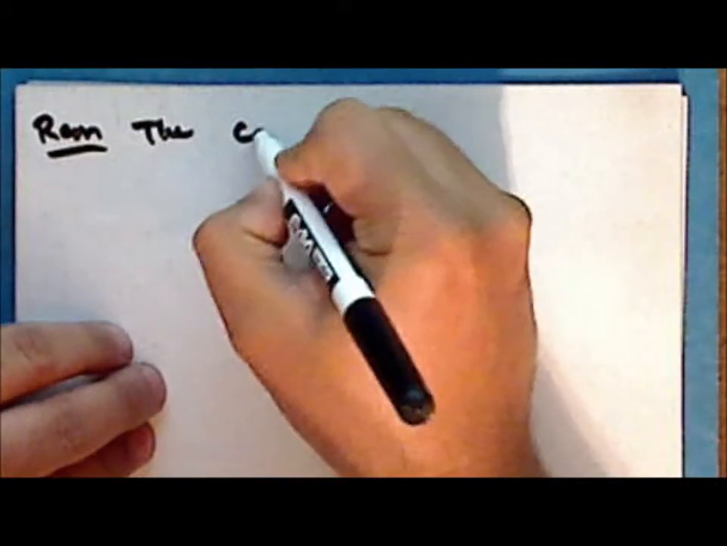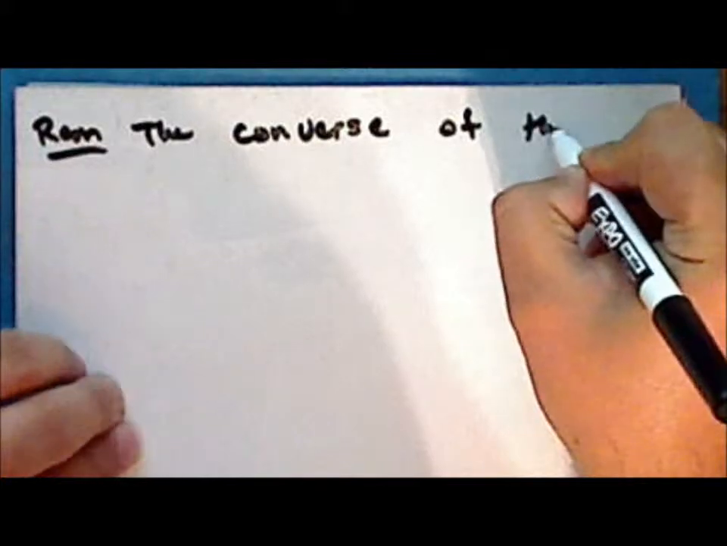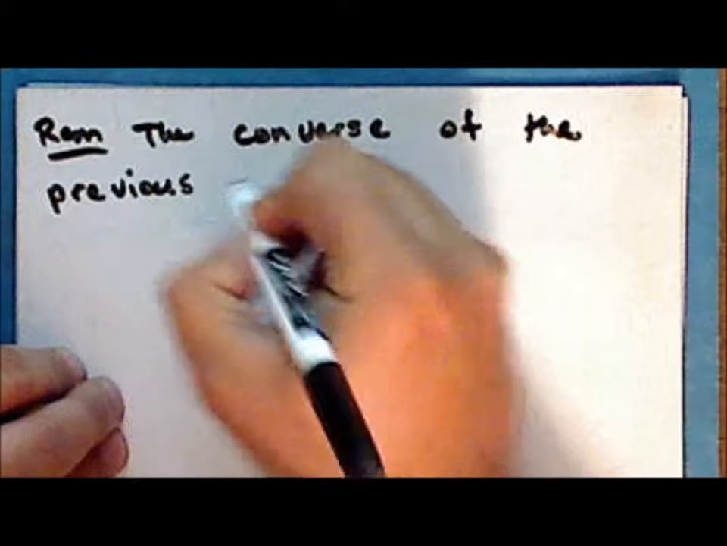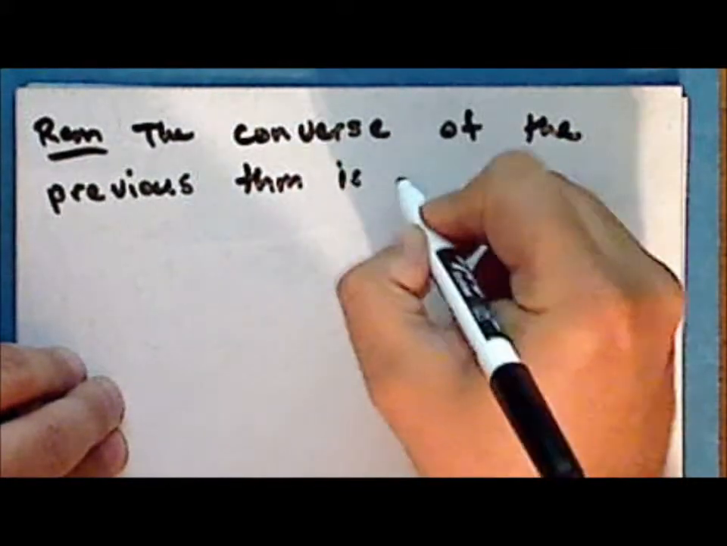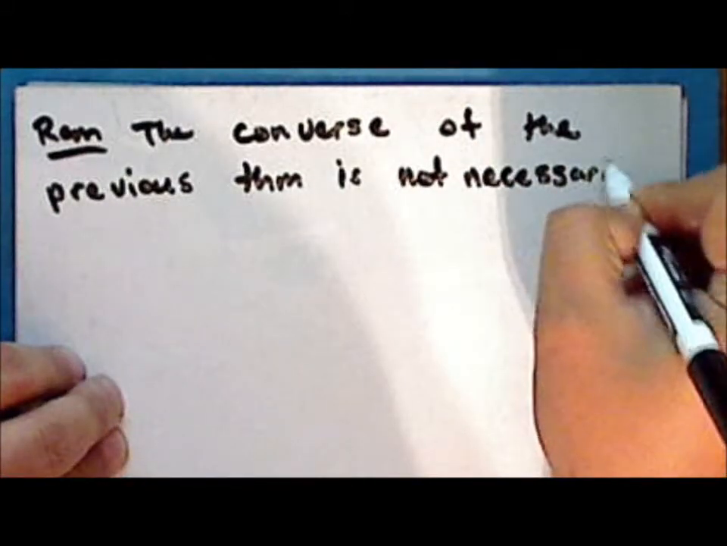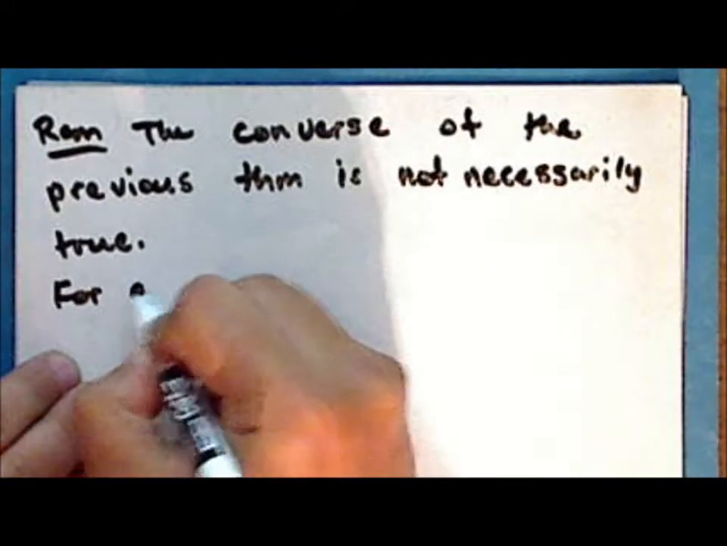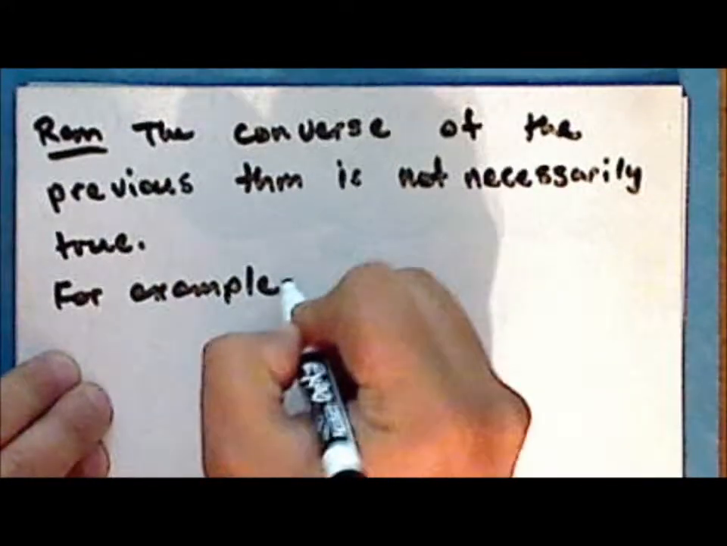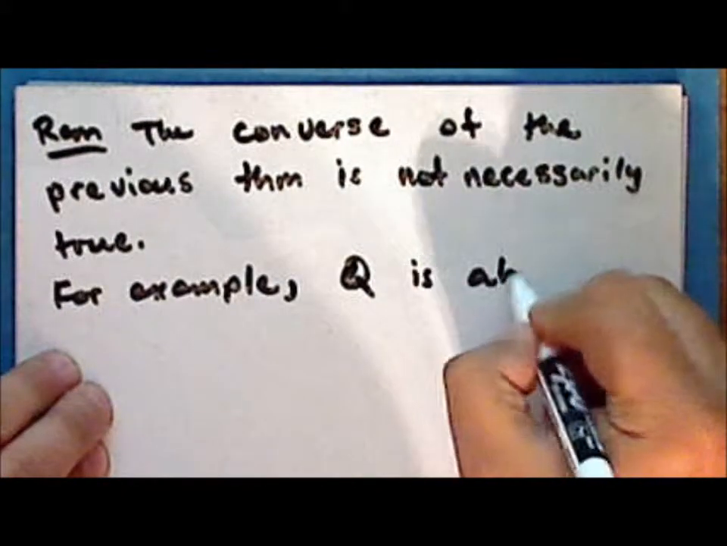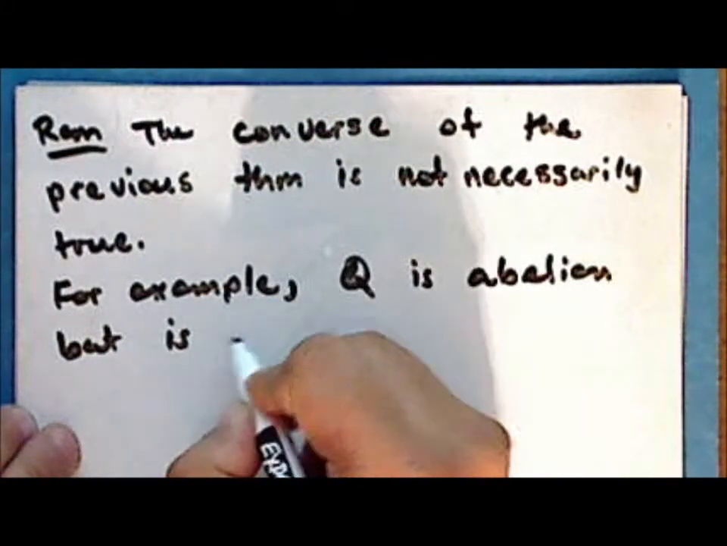Now, the converse of the previous theorem is not necessarily true. For example, the set of rational numbers under addition is abelian, but is not cyclic.